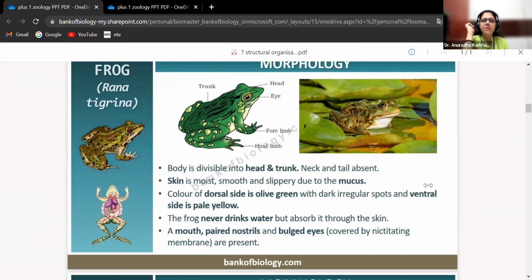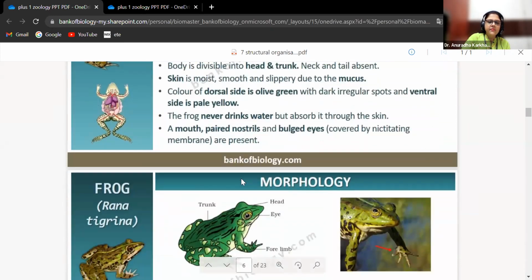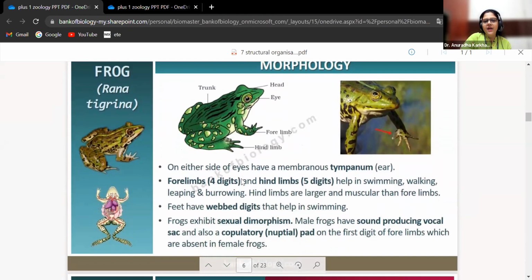Yes. A mouth, paired nostrils, and bulged eyes, which are covered by nictitating membrane, are present. So here you can see very clearly the mouth is present, paired nostrils are present, bulged eyes are present, which are covered by a nictitating membrane. Right? Got it? On either side of the eyes, they have a membranous tympanum.